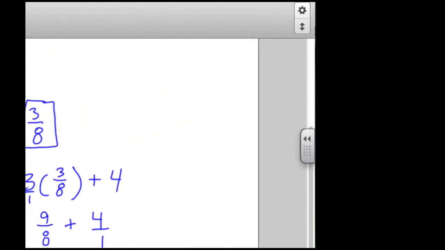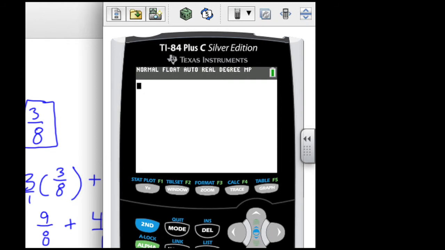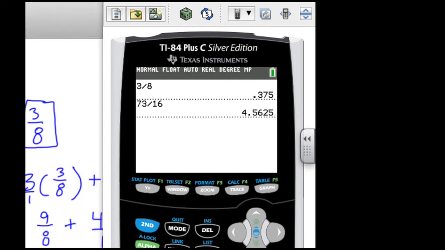Alright, what I want to do now though is to show the decimal equivalent. So let's go ahead and call up the calculator. On my calculator, let's do 3 divided by 8. And that's going to give me an x value of 375 thousandths. And then let's figure out the y value, which is going to be 73 divided by 16. And that gives me a y value of 4 and let's say 563 thousandths after I round. So that there is going to be the vertex.